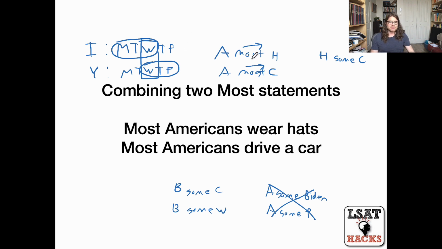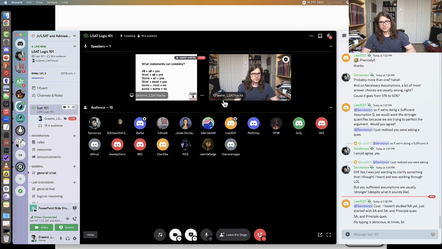But even if you're talking about millions of people, like millions of Americans, if you're talking about two sets of most, it's still going to have that overlap. We're not going to count out 300-some million Americans to prove this, but it works the same way as it works with this tiny number. So this is the only time you can combine two most or some statements.